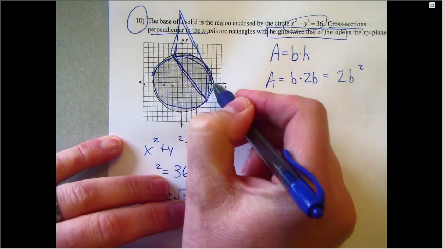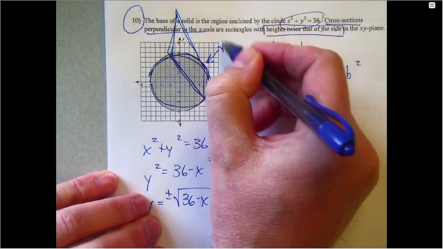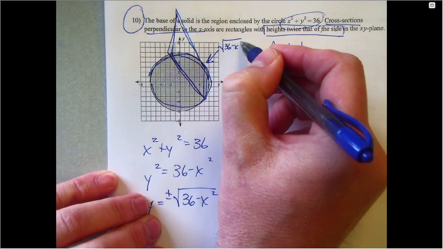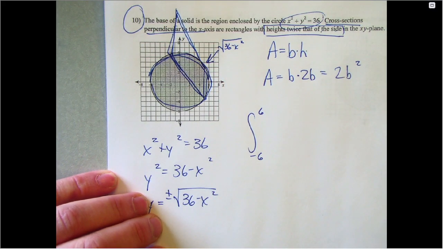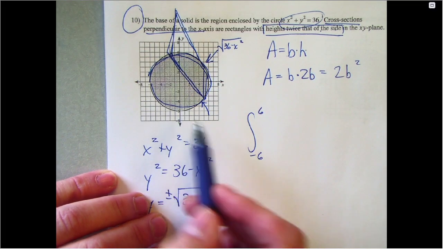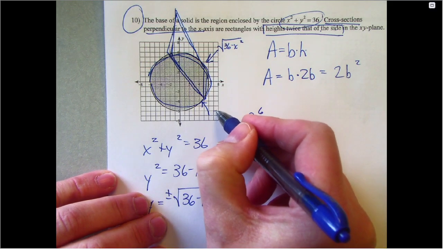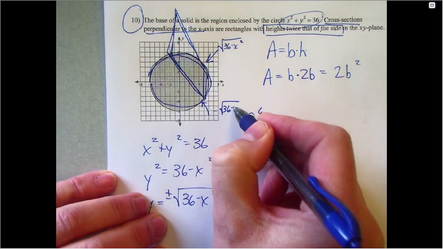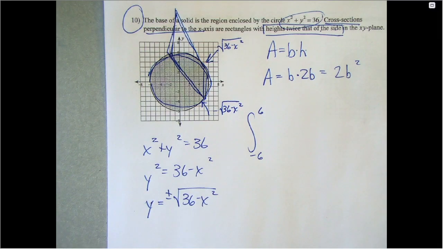So this guy up here is where the y values are positive, so that's the square root of 36 minus x squared. And that guy down there, well now the y values are negative because we're below the axis. So now we get negative root 36 minus x squared.